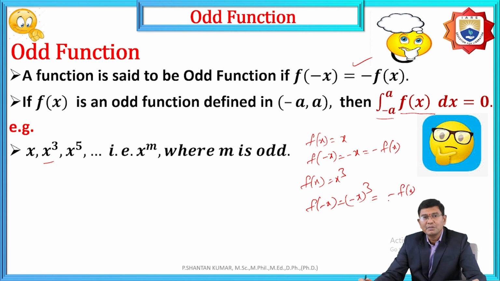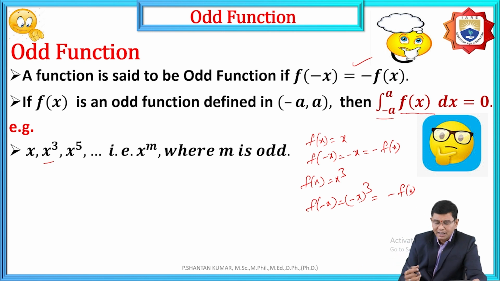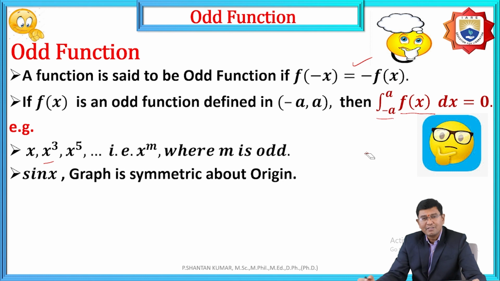And this is the clear information regarding an odd function: a function is said to be odd if f of minus x is equal to minus f of x. And here the graph of sin x is symmetrical about the origin. Whereas the previous function was an even function, the graph of an even function is always symmetrical about the y-axis. But whenever the function is an odd function, the graph of the odd function is always symmetrical about the origin.